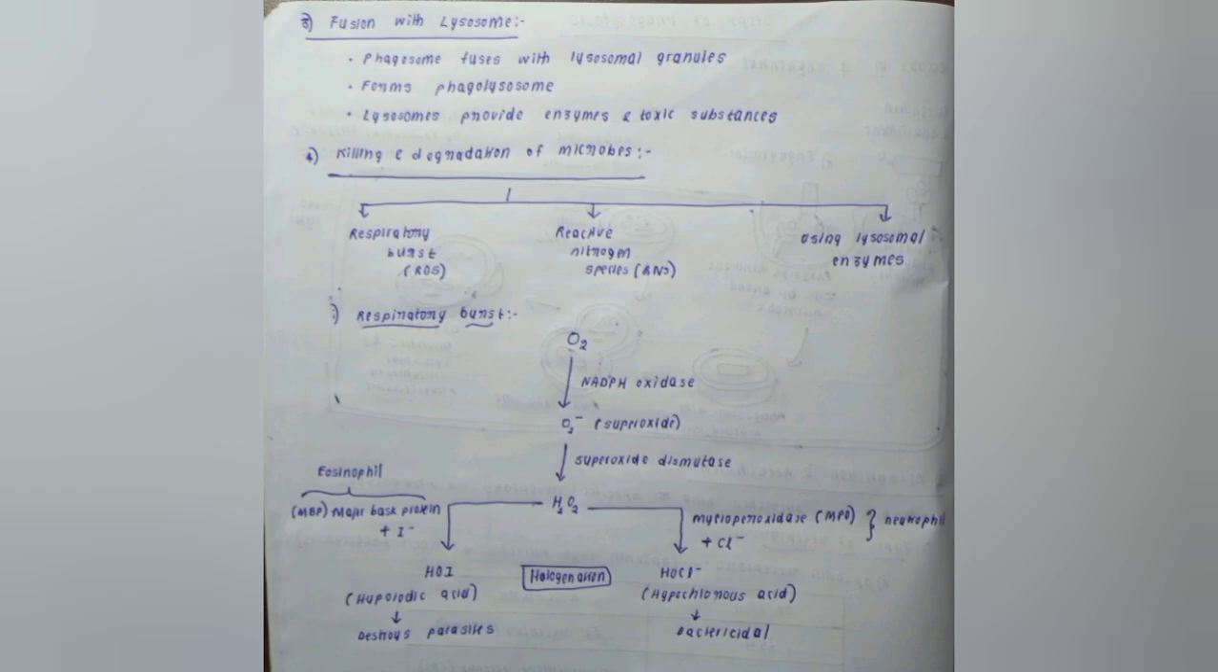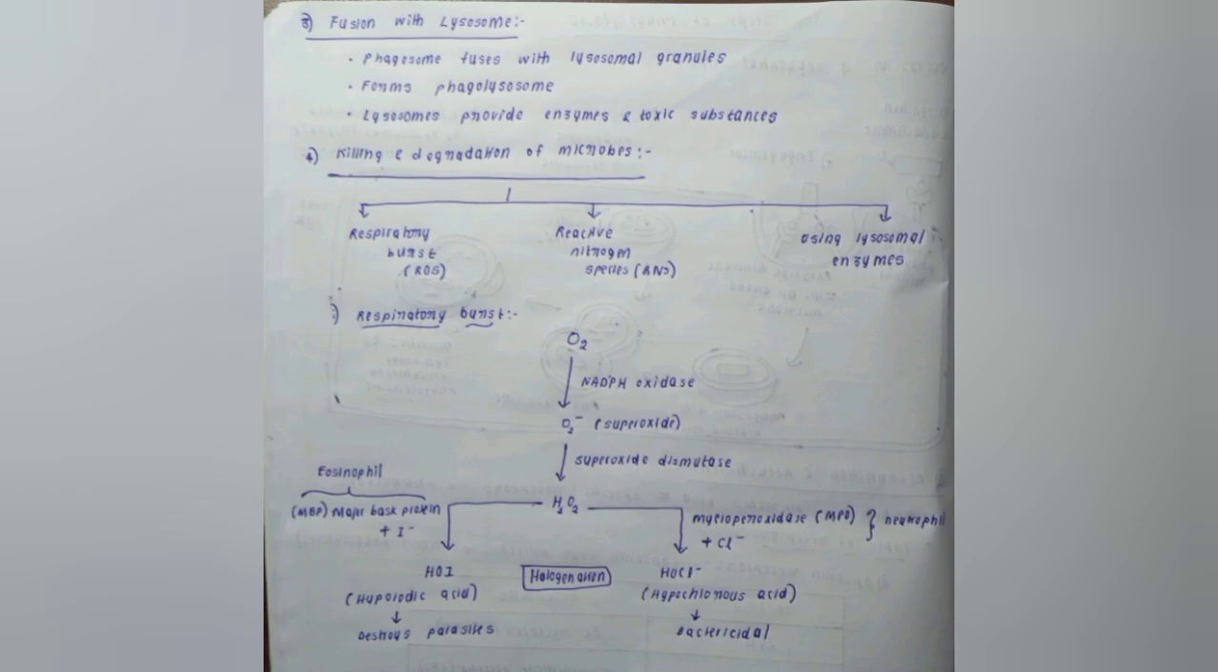So one is a respiratory burst, where reactive oxygen species are involved, and one more is by reactive nitrogen species, and one more is by using lysosomal enzymes. Now here respiratory burst and reactive nitrogen species are basically oxygen dependent, whereas lysosomal enzymes are oxygen independent. Looking into the respiratory burst, oxygen is converted to O2 minus or superoxide by NADPH oxidase, and that superoxide is converted to H2O2 with the help of superoxide dismutase enzyme.